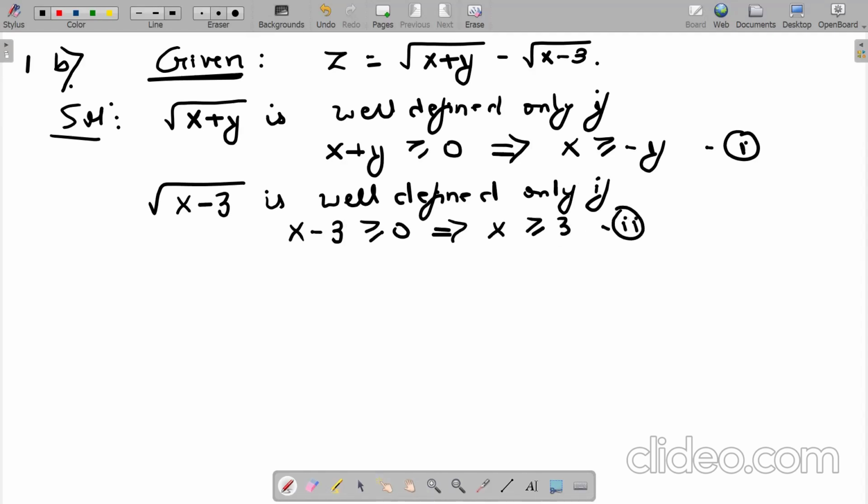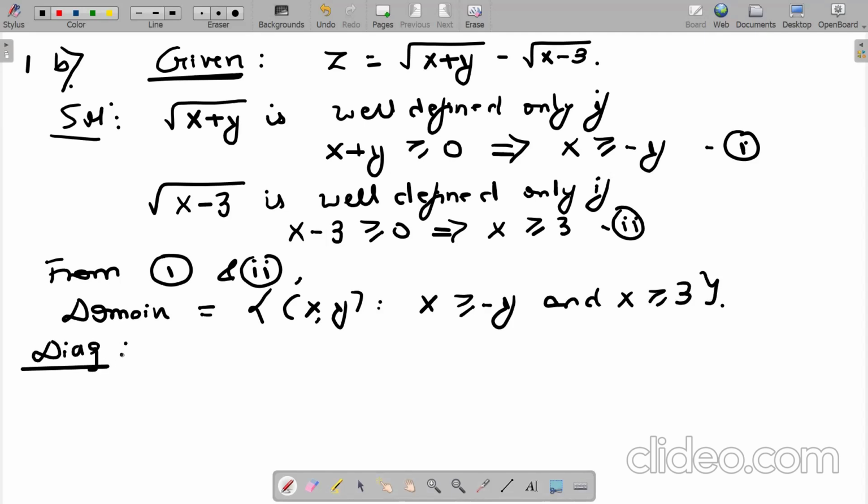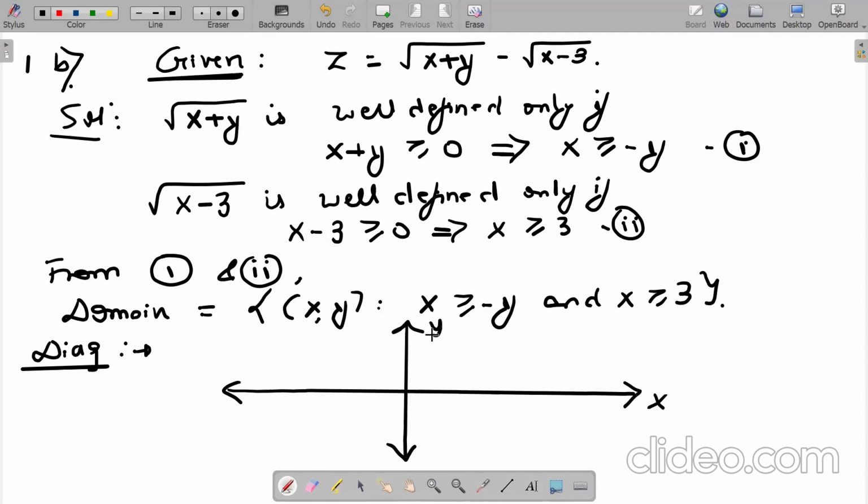Condition number 2. So from 1 and 2, I can write that the domain of the function is the set of x comma y such that x is greater than or equal to minus y and x is greater than or equal to 3. If I draw a diagram or a graph to illustrate this, this is the x-axis, this is the y-axis.